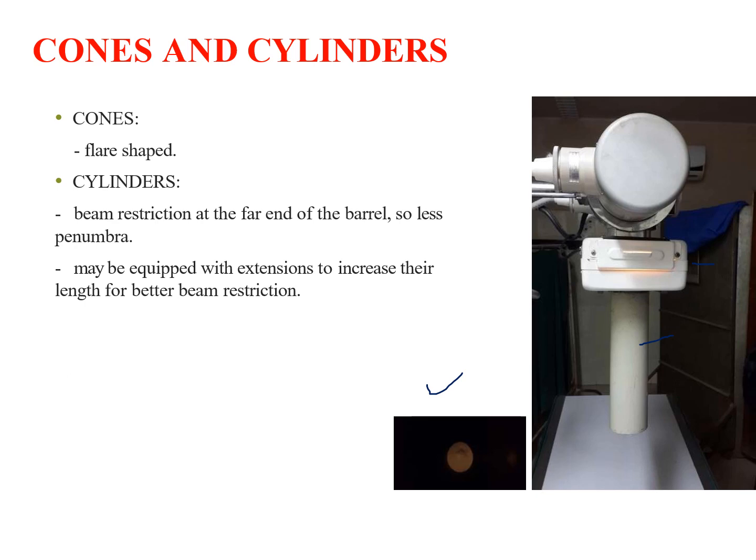Suppose if it is attached over here, the cone will be like this. It will be forming like this. Cone: yes, it's a circular one that is attached to the X-ray tube, limiting the X-ray beam, and it has a predetermined size and shape.